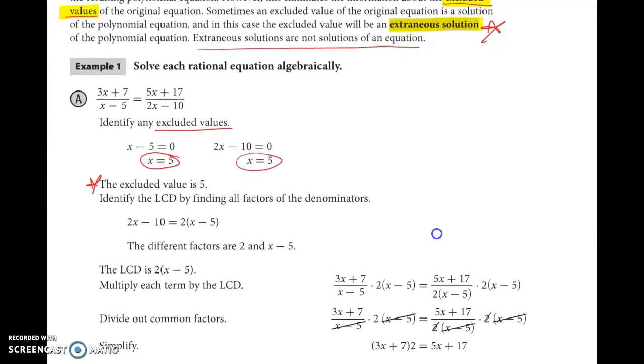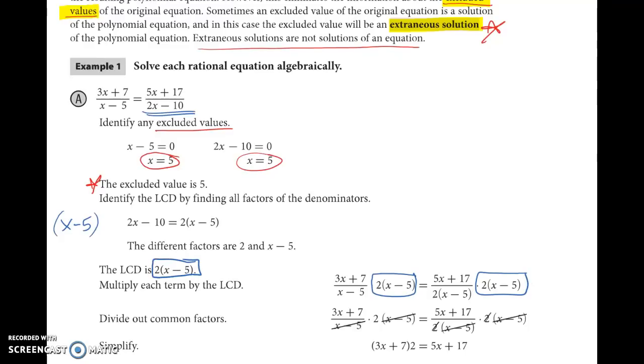For identifying the LCD, we are going to look at our denominators, and we're going to have to factor them. For our first one, we have x minus 5, which is already factored. And what they did here for us was show that the second denominator on the right side of the equation can be factored as 2 times x minus 5. So the different factors that we have are 2 and x minus 5. So this is our LCD. And we're going to multiply each term by the LCD.